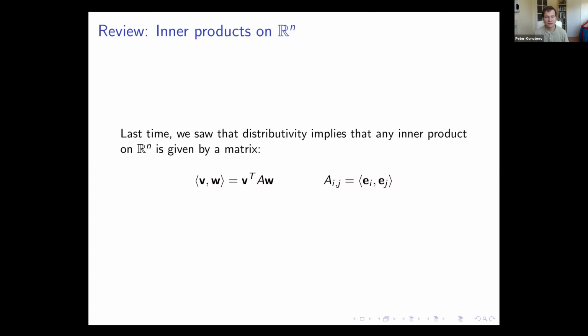On R^n, in a given basis with basis vectors e_1 through e_n, you can write it as such. So A is the Gram matrix of the inner product. So the inner product of V and W is equal to V transpose A times W.